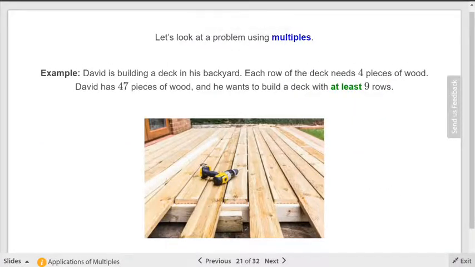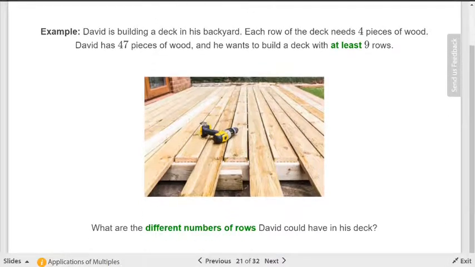So, David is building a deck in his backyard. Each row of the deck needs 4 pieces of wood. How many pieces of wood? 4. Which means we're doing multiples of? 4. There you go, right? We're in this section on multiples, so we need multiples, and it tells us how many pieces of wood.